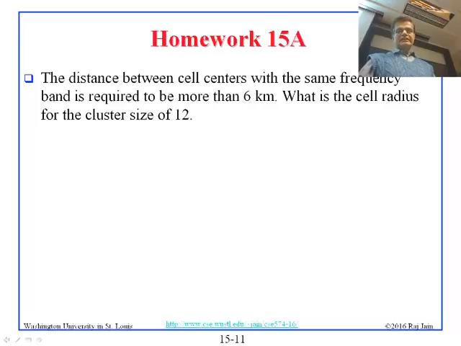What is the cell radius for a cluster size of 12? So here we are trying to figure out R given D. Just the opposite of the previous problem example. Easy.